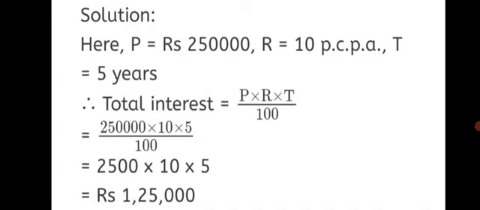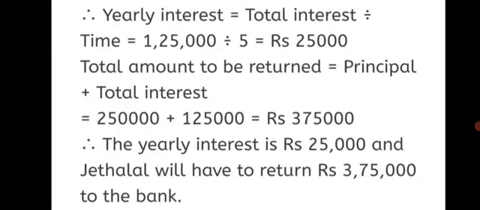Now this is the total interest for how many years? For 5 years. If in the question they have asked the total interest for 1 year, we will have to divide this amount by 5. So yearly interest is equal to total interest divided by time, and time is 5 years. So 1,25,000 divided by 5 is 25,000. This is our yearly interest. So the first part of the question we have answered: the yearly interest Jethalal has to pay.